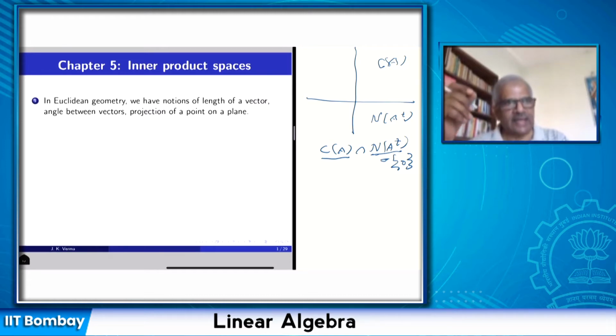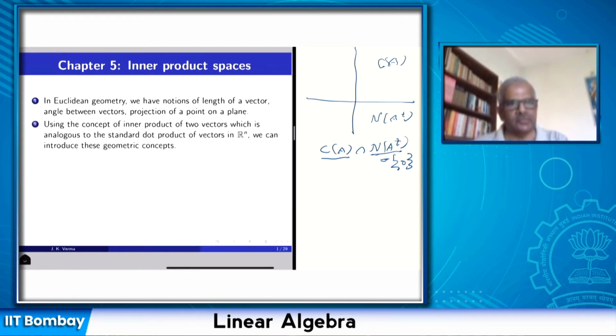Yeah, we will extract the fundamental properties of the dot product and make them axioms, and say that any operation between vectors in a vector space which satisfies those axioms of the dot product will be called an inner product space. Yeah, so let us start introducing inner product space.